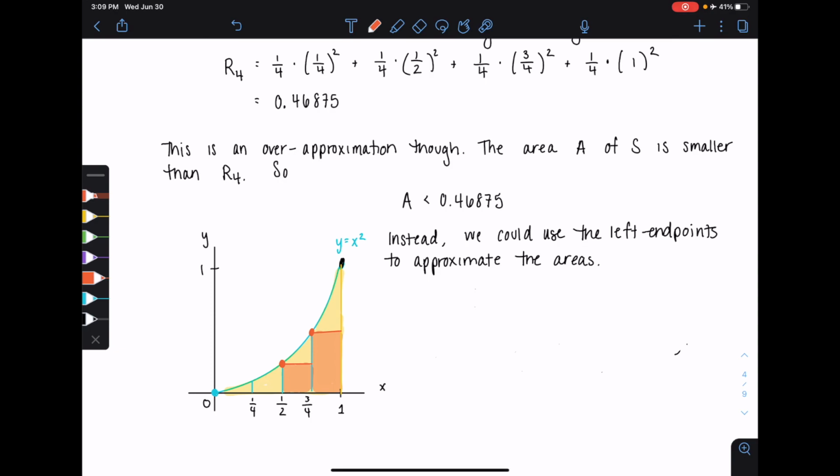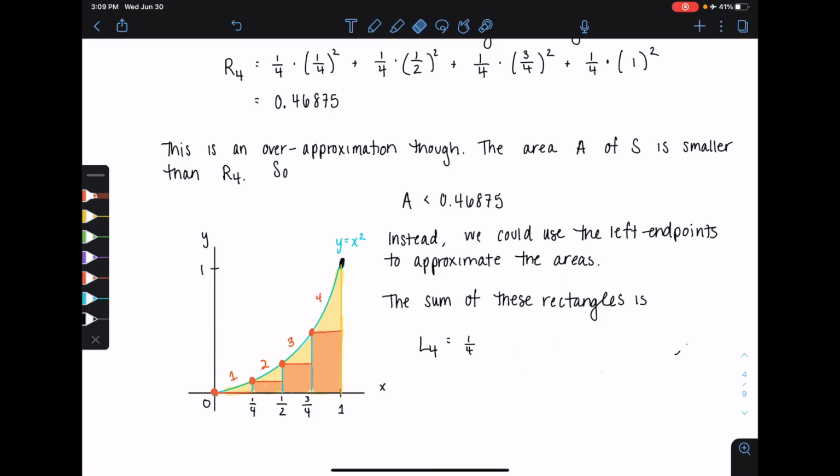On this strip, I'd plug in 1/4 to get my height. And then when we move to this final one, I plug in 0 to get my height, so I really just get nothing on that. So we'll call this strip 1, strip 2, strip 3, strip 4. Okay. So the sum of these rectangles, we're going to use L4 to indicate it's the left end point.